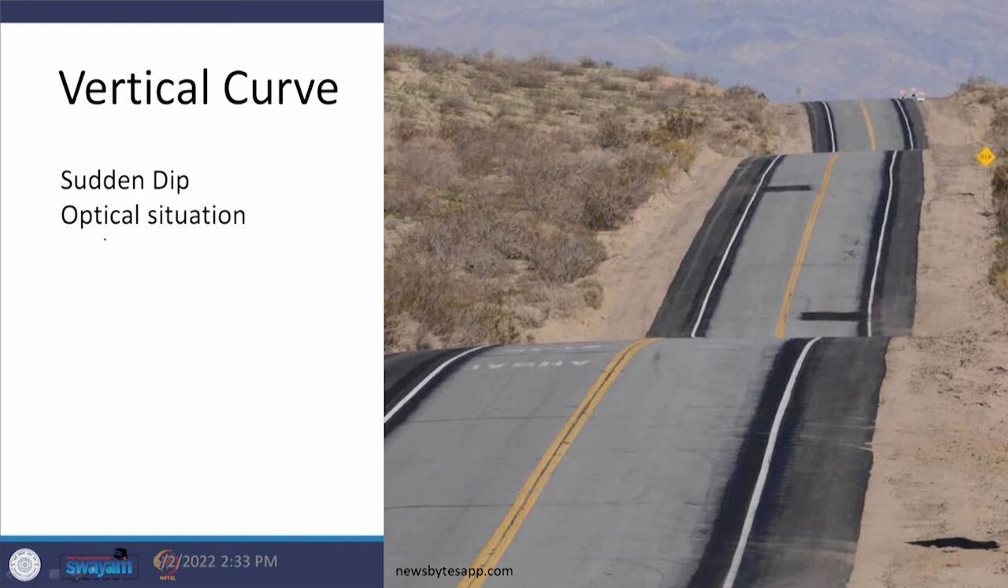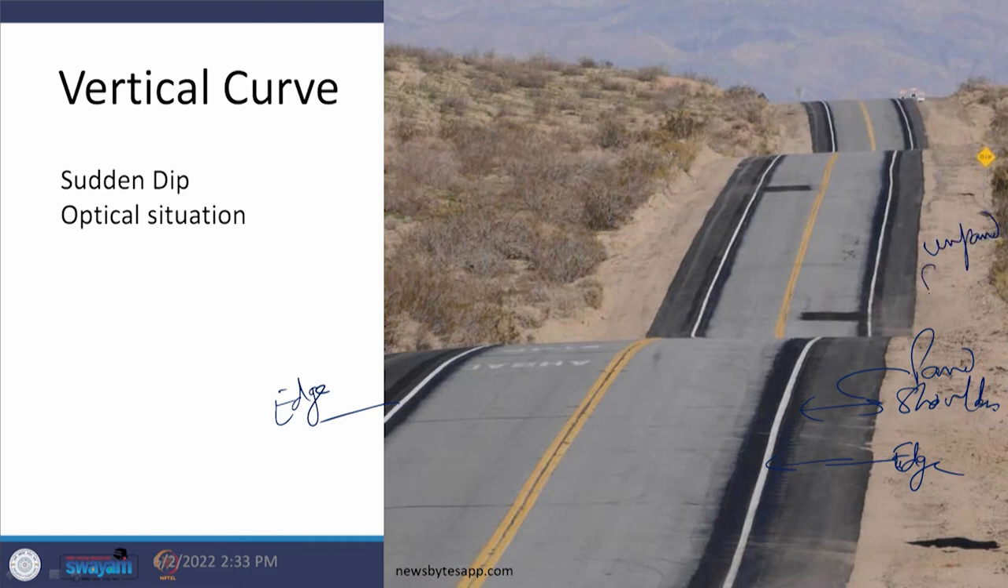Let us look at another example, a road which is being constructed. It has edge marking on both the sides. There is a paved shoulder, and then an unpaved shoulder. There is a center line marking.